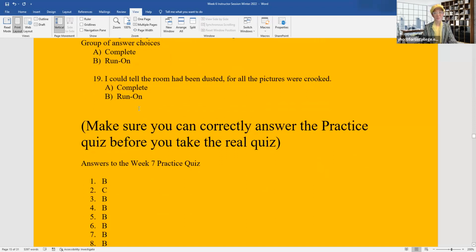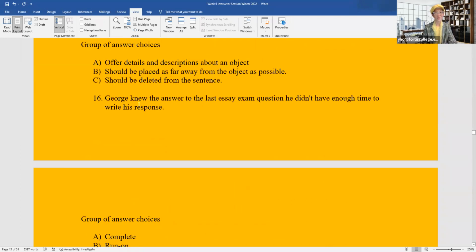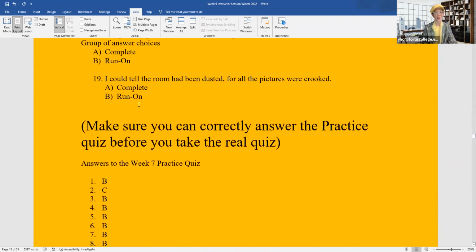I could tell the room had been dusted, for all the pictures were crooked. Is this a complete sentence or a run-on sentence? And I know that after all of the run-on sentences we've had in the quiz, you're likely to think, oh my God, that's another run-on sentence. But it's not, because you've got the fanboys, okay? Remember, FANBOYS stands for for, and, nor, but, or, yet, so. So when you have a coordinating conjunction between two sentences, you have to have a comma before the coordinating conjunction. That makes this a correct compound sentence.